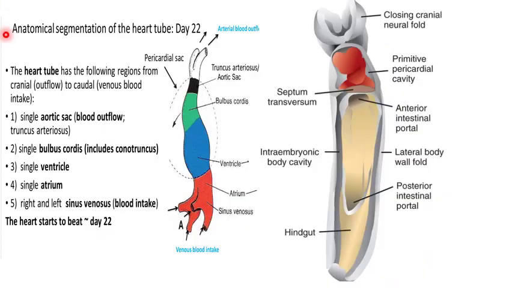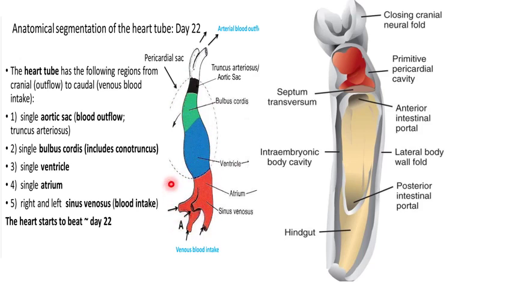So the anatomical segmentation of the heart tube, as said, starts from day 22. The looping starts from day 23, because there is inclusion of new cardiac cells from the secondary heart field. So the heart tube has the following regions. This is the cranial end, which is the outflow, that is the arterial end, and the caudal end is the inflow, which is the venous end. And this is the bulbus cordis, followed by the ventricle, the atrium and the sinus venosus.